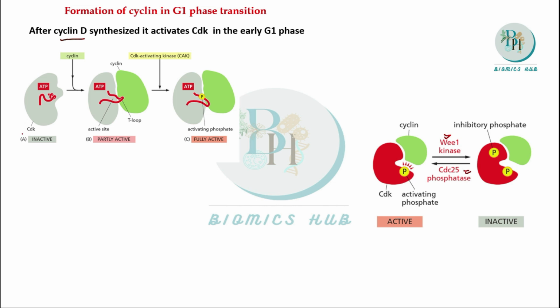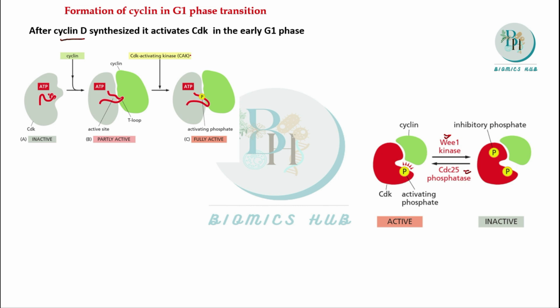We already know that the CDK is a cyclin dependent kinase. That means it depends upon the cyclin for its activation. The CDK which is present now is in the inactive form. There is a T loop in the CDK which has an activation site within it, and when it is in the inactive state, it is not exposing the activation site. When cyclin D is synthesized, it will come and bind with this CDK and phosphorylate it and change the structure of the T loop, by which the T loop will expose its active site.